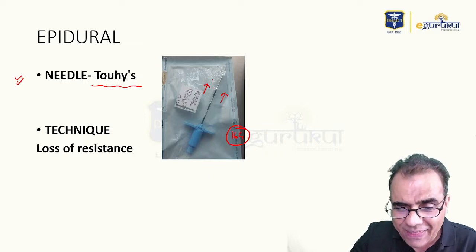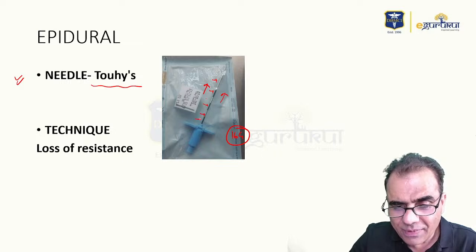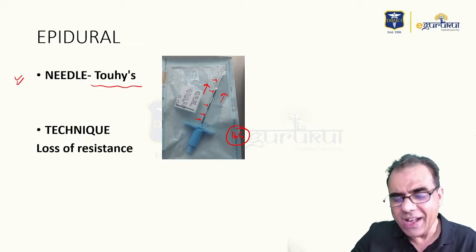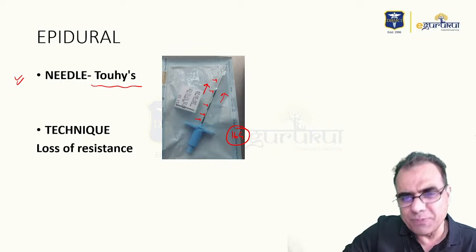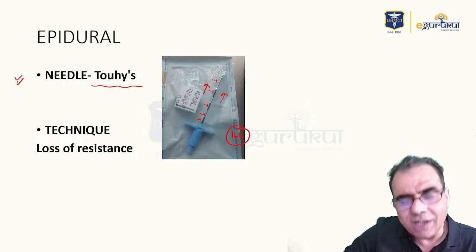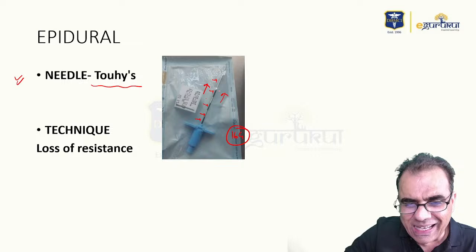And secondly, there will be markings indicating distance. You can see, if you have to identify whether it's the epidural needle or spinal needle, the spinal will be a fine needle, a longer needle, and you will not see graduations. Here you can see graduations.